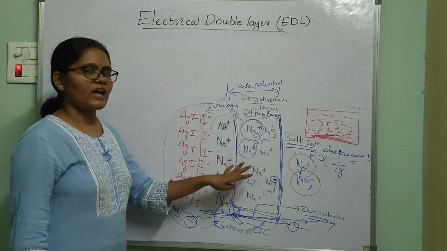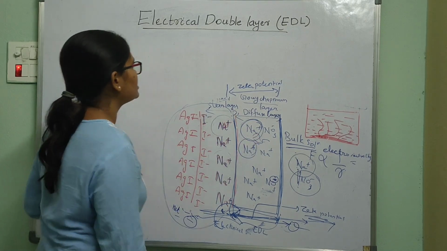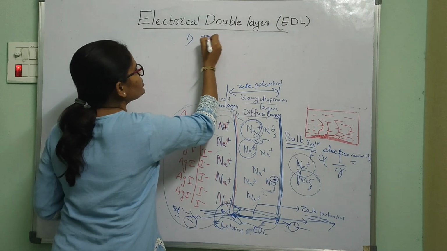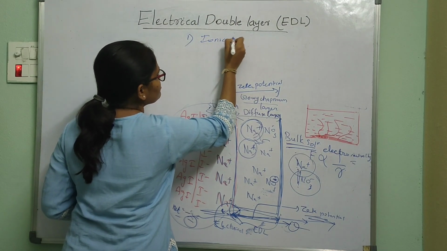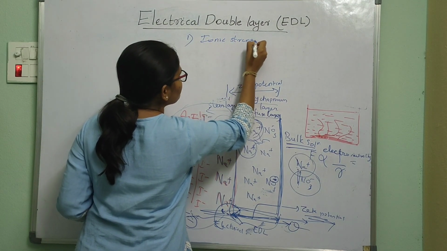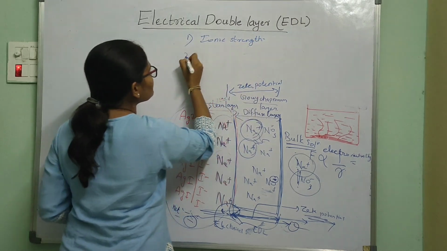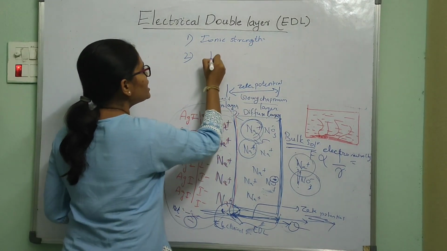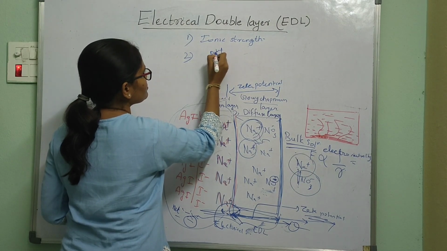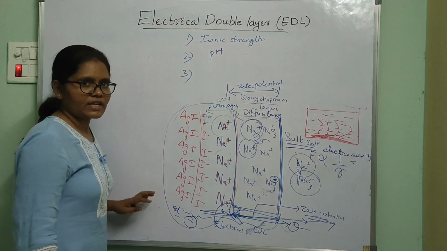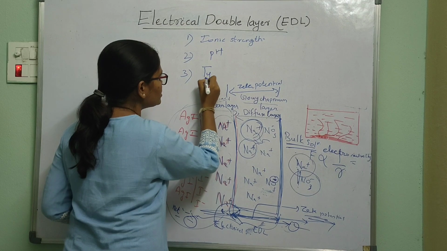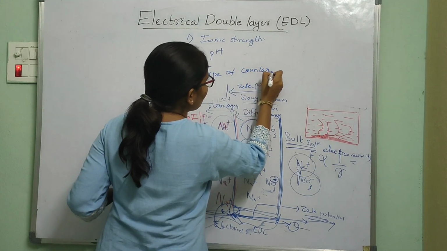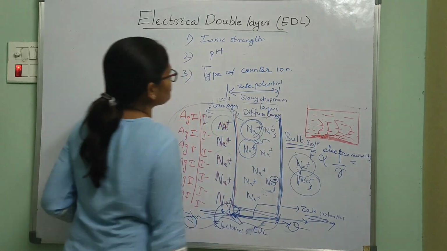Now we will see what are the factors that affect this electrical double layer. The first factor is the ionic strength of the solution. And the second factor is the pH of the solution. And the third factor is the type of counter ion.